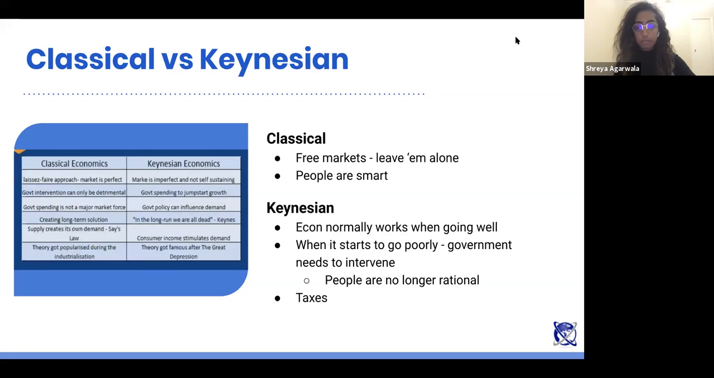So once again, this is a more general concept. If there's something you want to look specifically into, feel free to do so, but it's probably not something you're going to be getting an impromptu motion on, like, do you prefer classical or Keynesian?